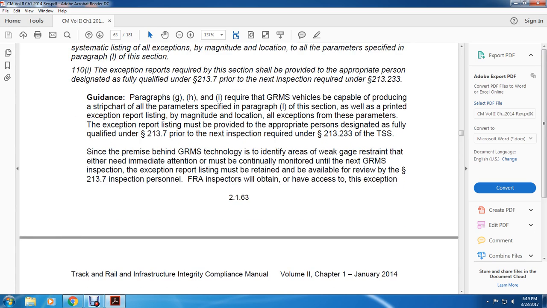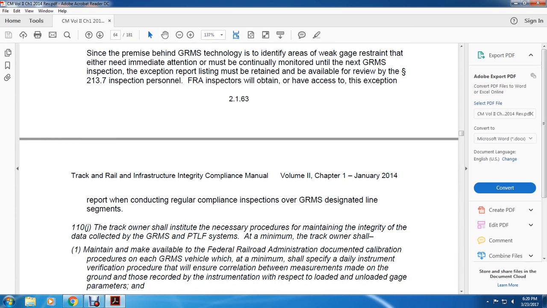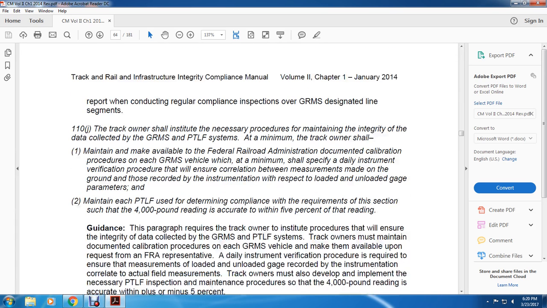Since the premise is that the gauge restraint measurement system technology identifies the areas of weak gauge restraint, they either need immediate action or must be continually monitored until the next inspection. Gauge restraint measurement system inspection exception report listings must be retained and available for review by the section 213.7 inspection personnel. The FRA inspectors will obtain and have access to the exception reports when conducting regular compliance inspections over the gauge restraint measurement designated line segments.